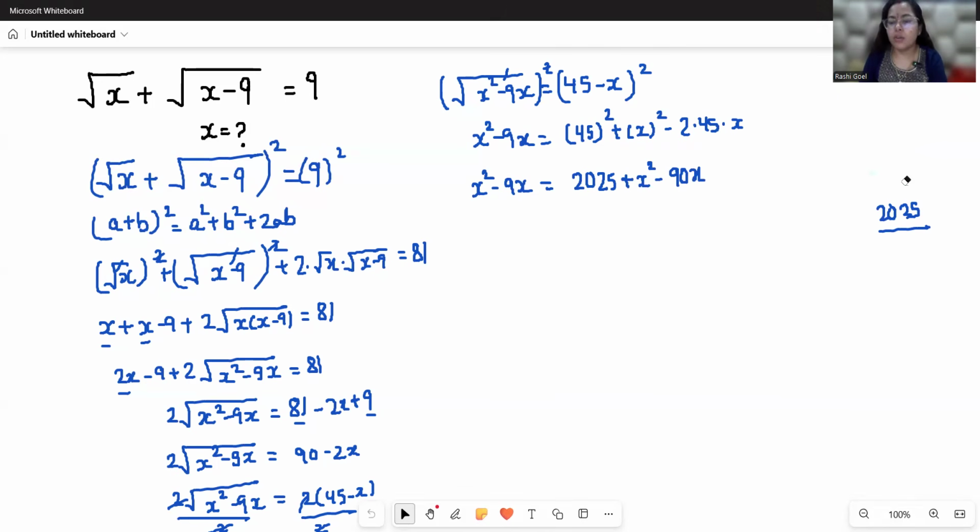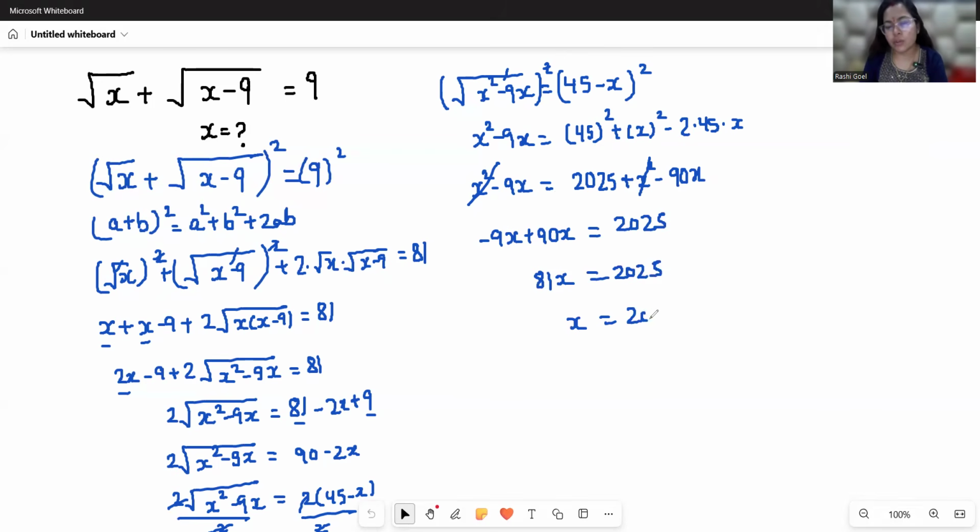Now cancel out this x² from both sides. So −9x + 90x = 2025. So this gives us 81x = 2025 and x = 2025/81. When we cancel out, we get 25. So this is the value of x.